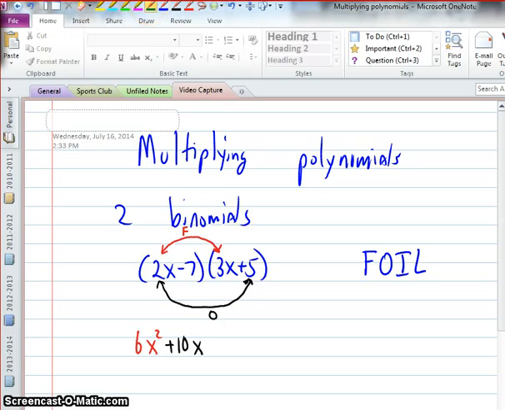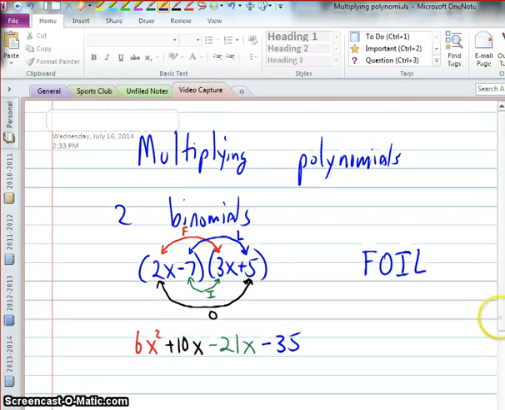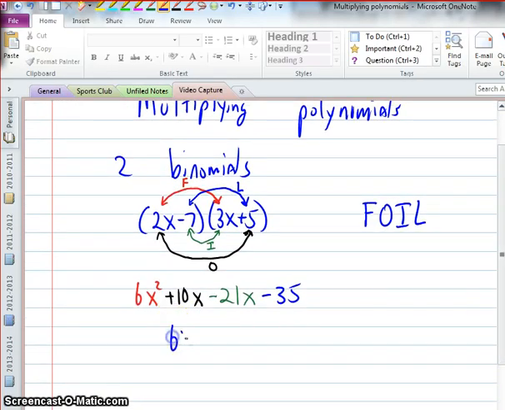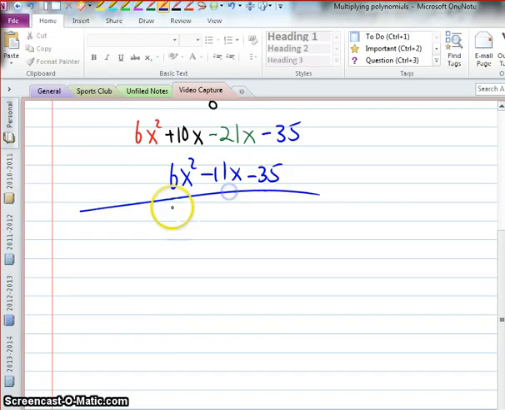And then I'm going to look at the inside two terms here. And that's negative 7 times 3x, which is negative 21x. And finally, I'm going to look at these two terms here, which I consider to be the last terms, negative 35. And if you take them and combine the like terms in the middle, you have multiplied two binomials together. And I have some other examples to go over with you, like that.